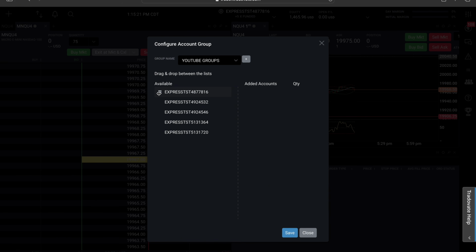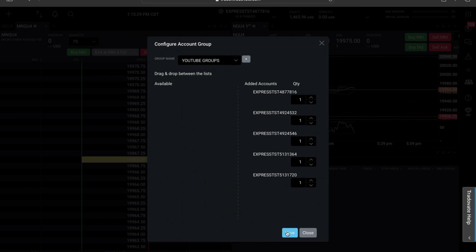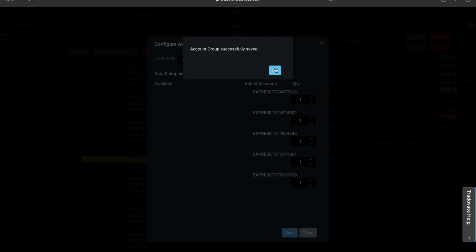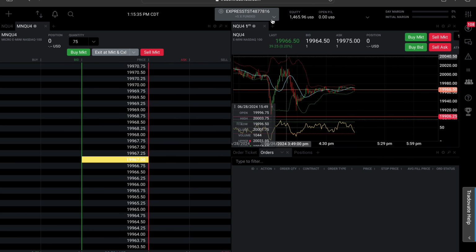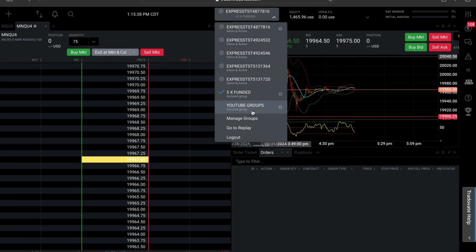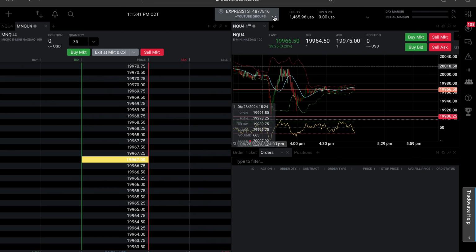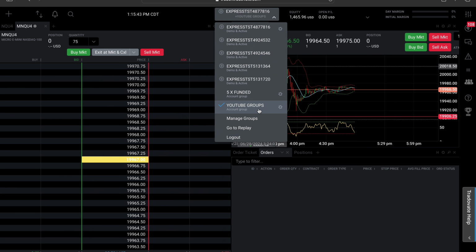You see this button here, you just drag them across, just like that, and then click Save. Account group successfully saved. Then click OK, X, and then click the drop down and it will show it here. So YouTube Groups account. Then you want to click it and it will show below your account, it will say the group you just created. Make sure there's a blue tick next to it. That means it's activated. So you're currently inside of the group trading for your account.